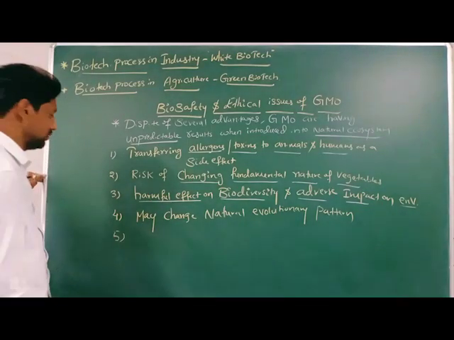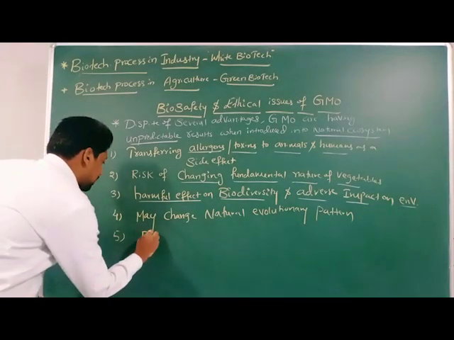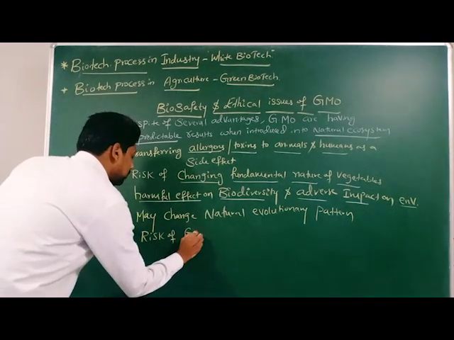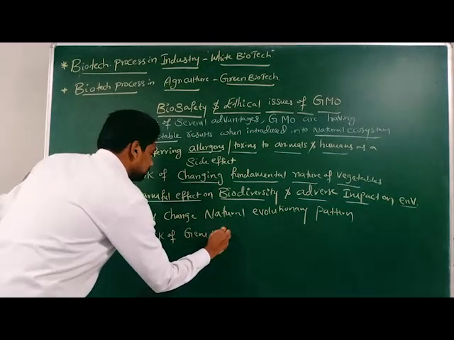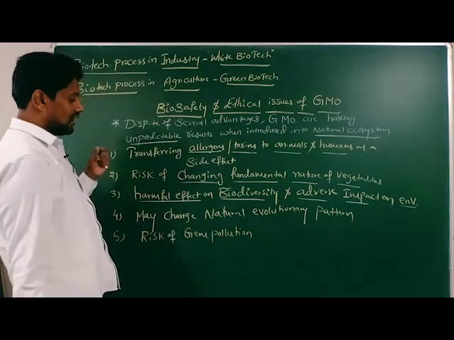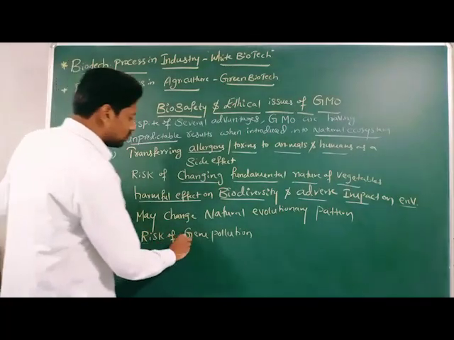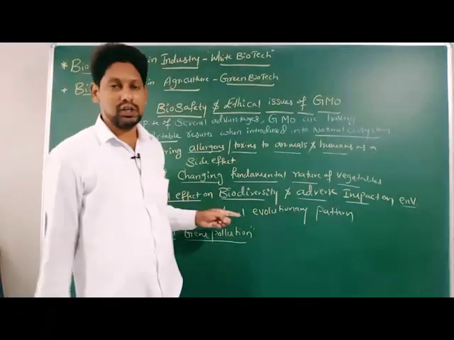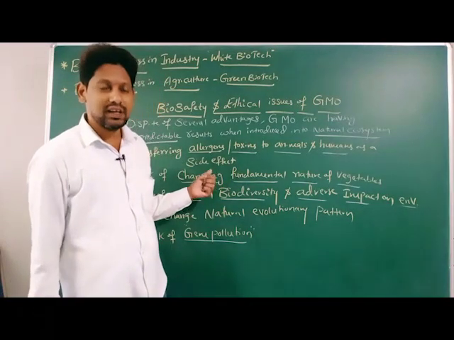Next, number 5. There is a chance of gene pollution. It means genetically modified organisms may cause what, sir? Gene pollution. Are these statements okay? Right? Thank you.